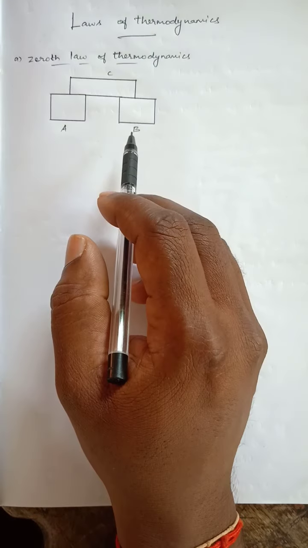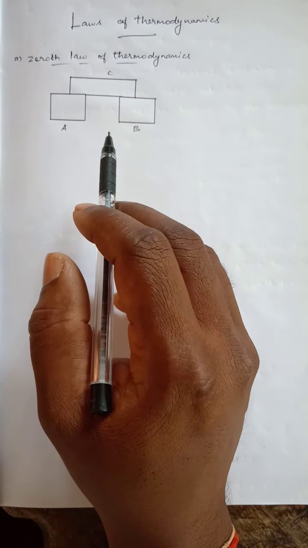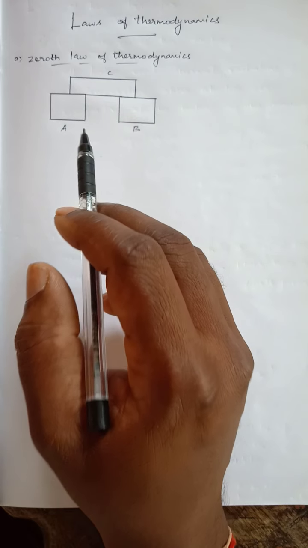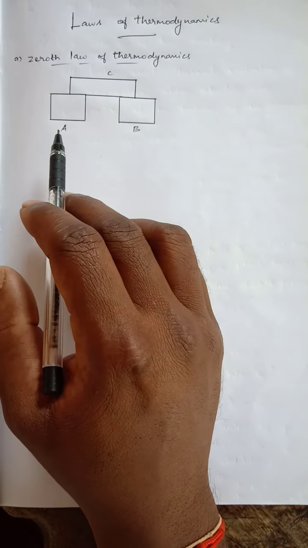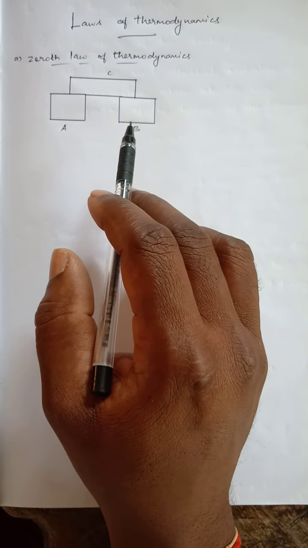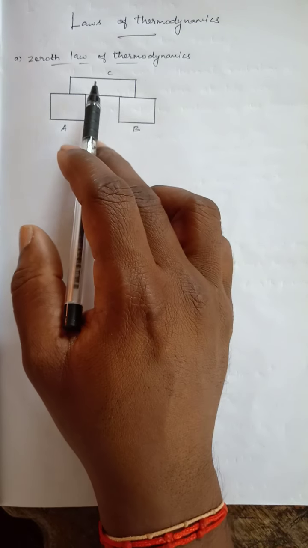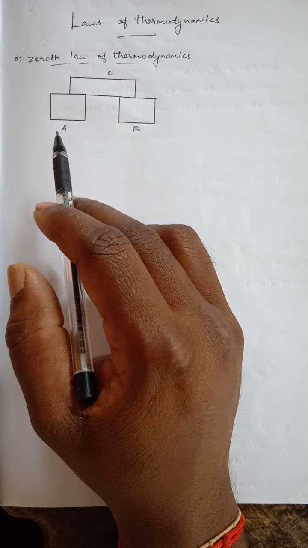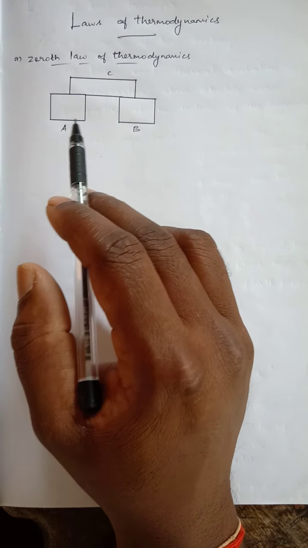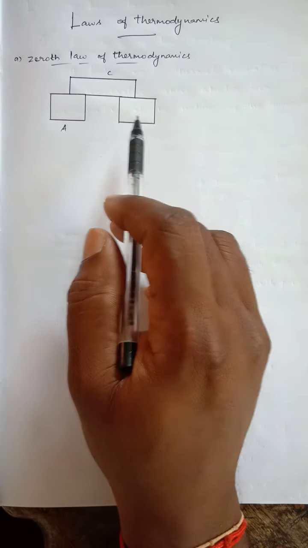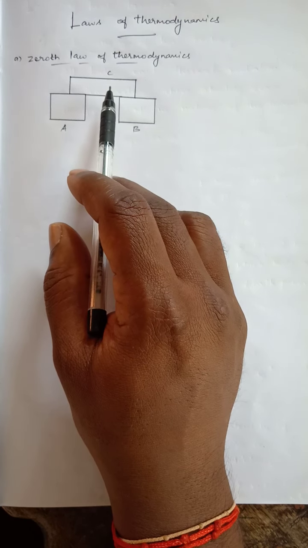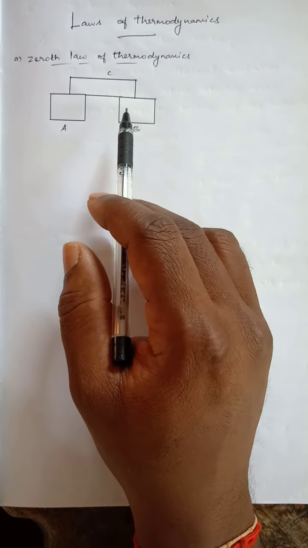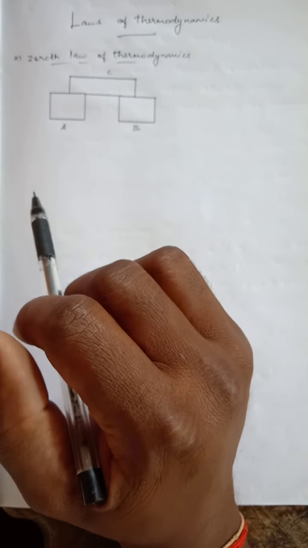A and B are two systems. System means the pressure, volume, and temperature will vary within A and B. If A and B are each in contact with a third system C, what does the statement mean? If the two systems A and B are in thermal equilibrium with the third system C, then A and B are in thermal equilibrium with each other.